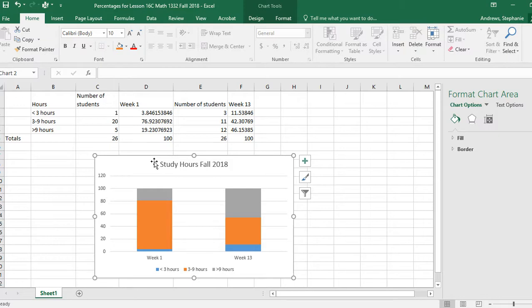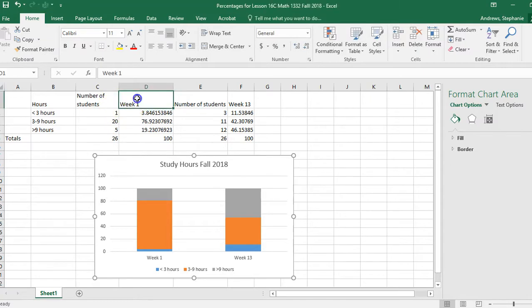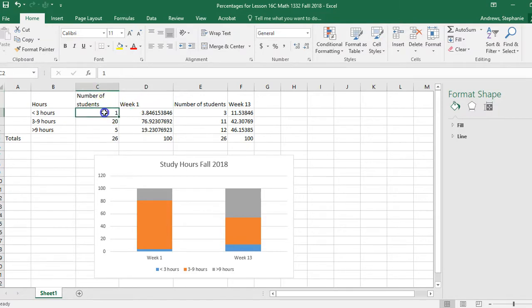Like number 1, you describe what you see. And you can make a sentence like, for week 1, the students in the Math 1332 class studied, we had 1 student who studied less than 3 hours, 20 students who studied between 3 to 9 hours, and 5 students who studied greater than 9.